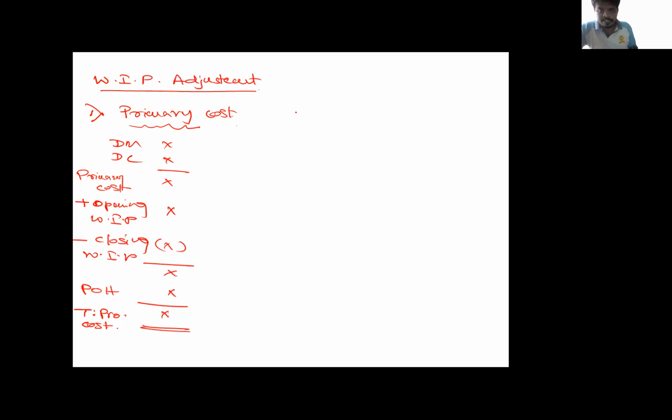Okay, then the second method is doing the adjustment for total cost.